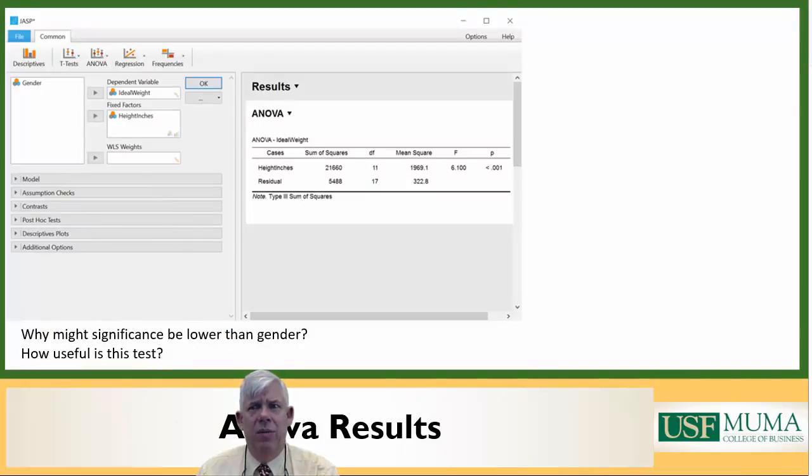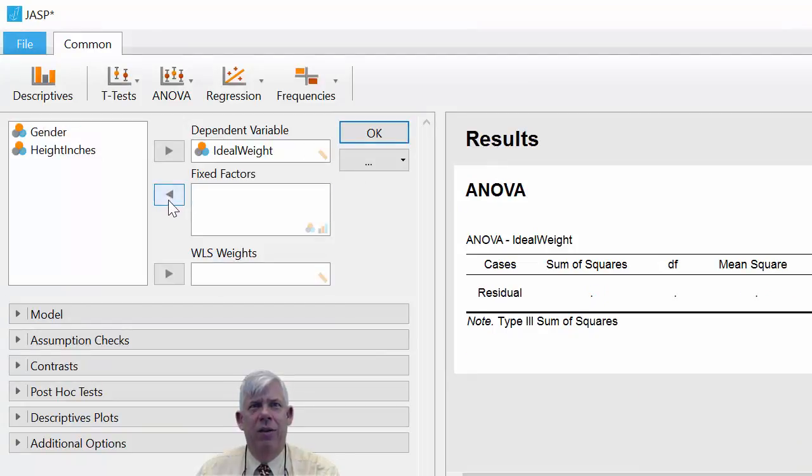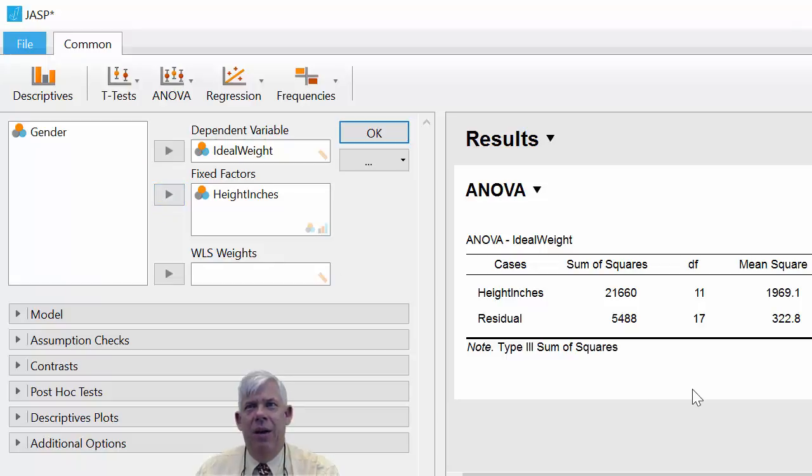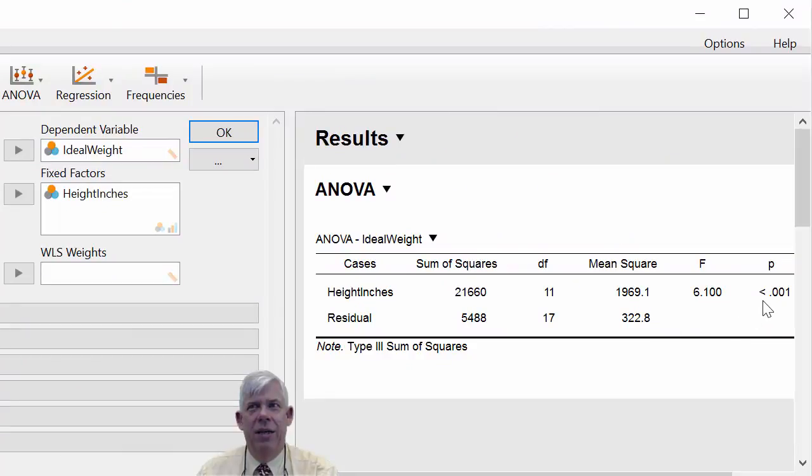So to run this analysis, once again, we'll move away from the slide deck and bring up our actual data. And what we'll do is get rid of gender as a fixed factor from our last analysis, and instead we'll put in height in inches. And what we see here is that we also can reject the null hypothesis. I guess you can't see that. I'll bring it over. Which is to say that the p-value is again less than 0.05. So it appears that the height in inches does impact the ideal weight.